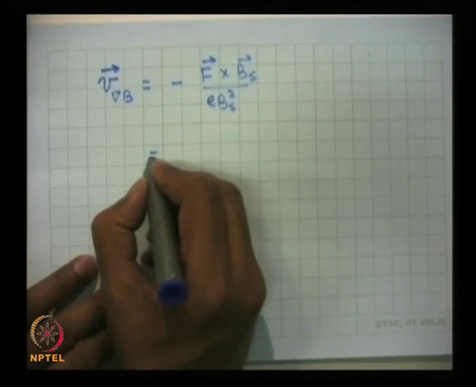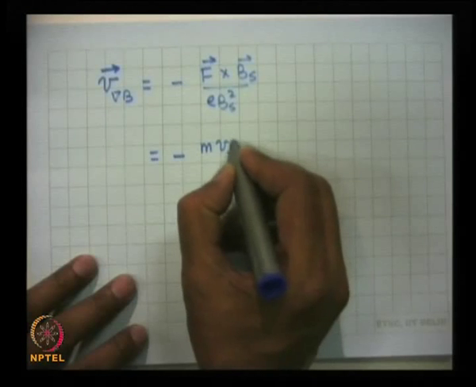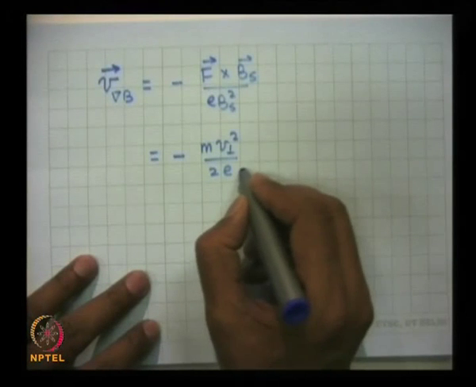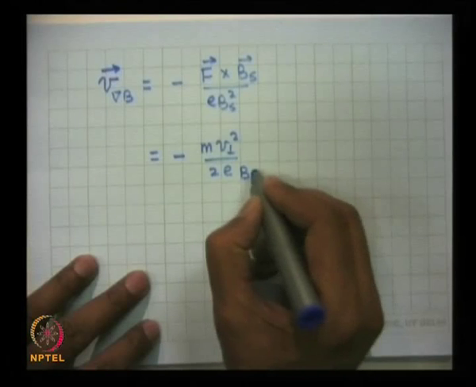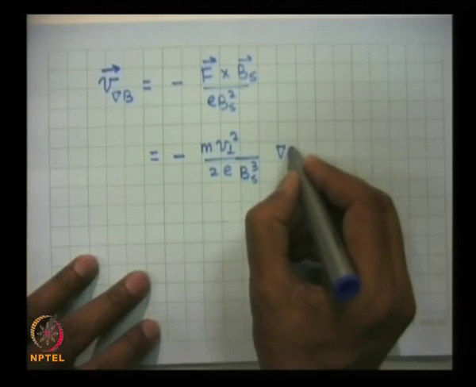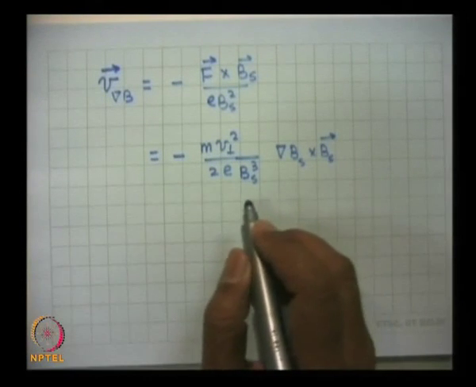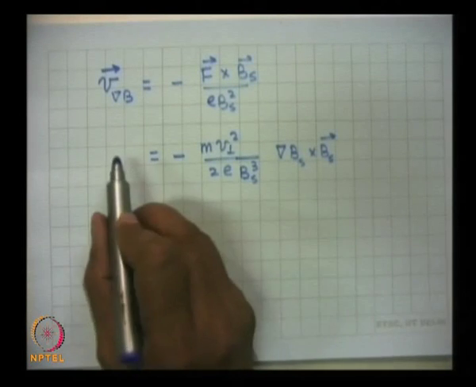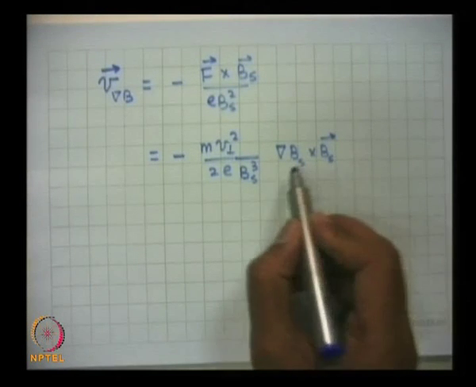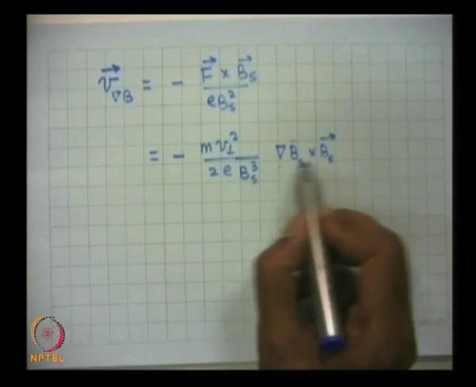So this is equal to minus m V perp squared upon twice e, and then one over Bs cubed, grad B cross B. This is the drift velocity that electrons will acquire due to the gradient in the magnetic field. It is perpendicular to the gradient in the magnetic field and the DC magnetic field. If the magnetic field has a variation in the X direction, then this drift is in the Y direction.